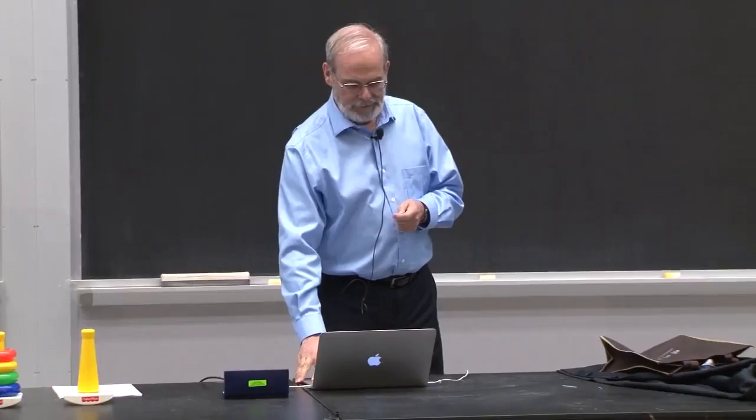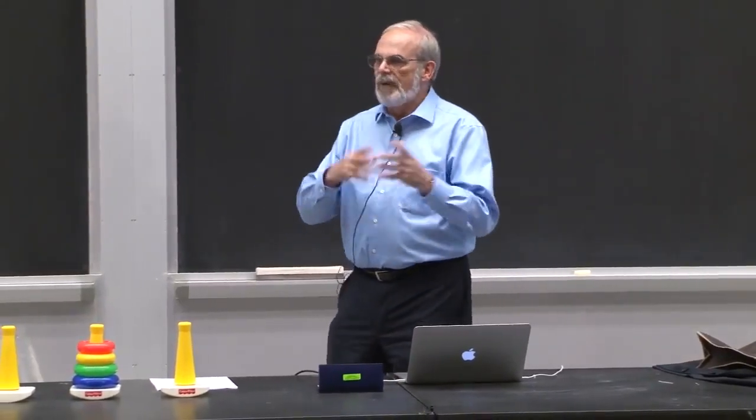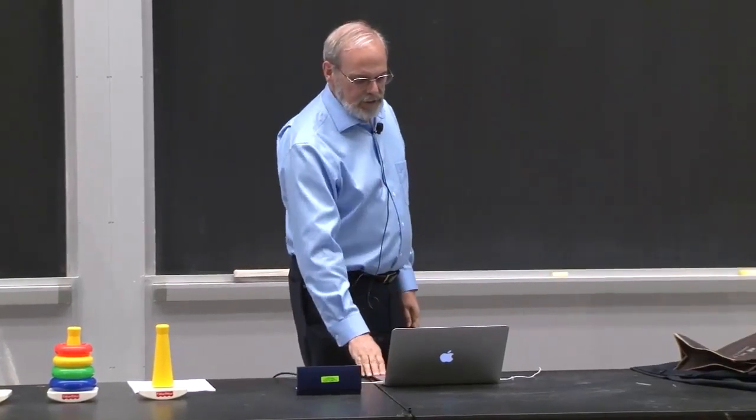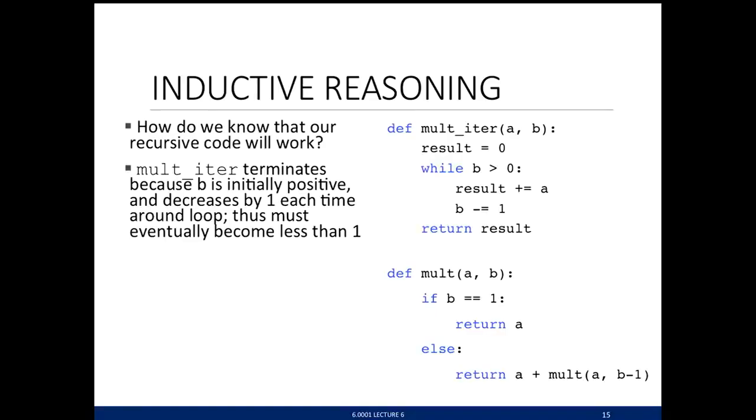Right, one more example. How do we really know our recursive code works? Well, we just did a simulation, but let's look at it one more way. The iterative version, what can I say about it? Well, I know it's going to terminate because b is initially positive, assuming I gave it an appropriate value. It decreases by 1 every time around this loop. At some point, it has to get less than 1. It's going to stop. So I can conclude it's always going to terminate.